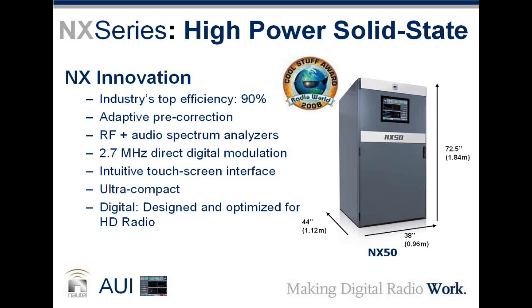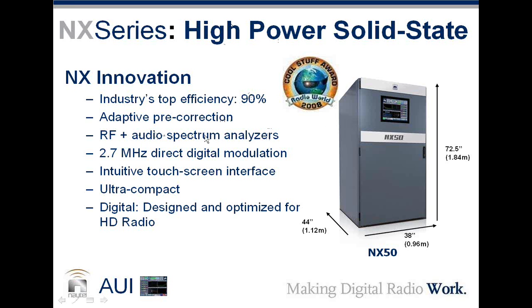That's awesome. Okay, so let's talk first about the NX series, the high power solid state. The NX50 is exactly as you see it on the screen here, a relatively small 50 kilowatt transmitter. I remember 50 kilowatt transmitters that were massive, multiple room type of things with power supplies and cooling and all that. This is all there is. This is the box. And it's the top efficiency transmitter in the industry at 90%. It has pre-correction built into it.